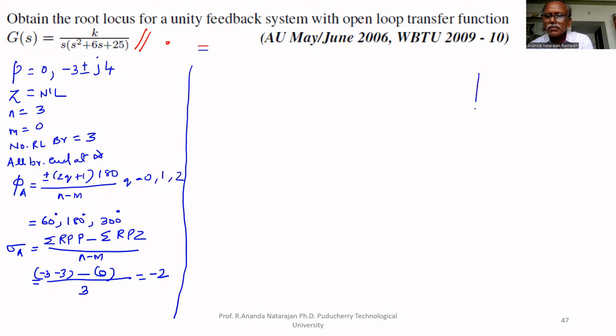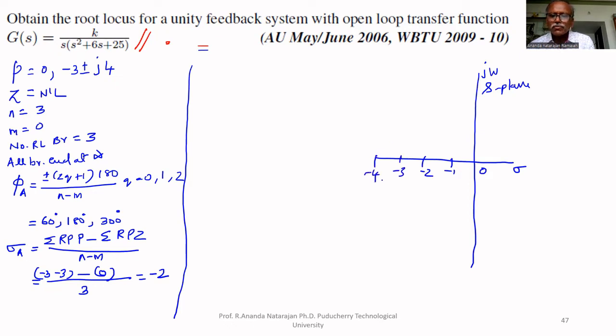So now let us draw the root locus. Sigma j omega s plane: 0, minus 1, minus 2, minus 3, minus 4, j, 2j, 3j, 4j, minus j, minus 2j, minus 3j, minus 4j. The poles: one pole at origin, another pole at minus 3 plus j4, and another one is minus 3 minus j4. These are the poles.